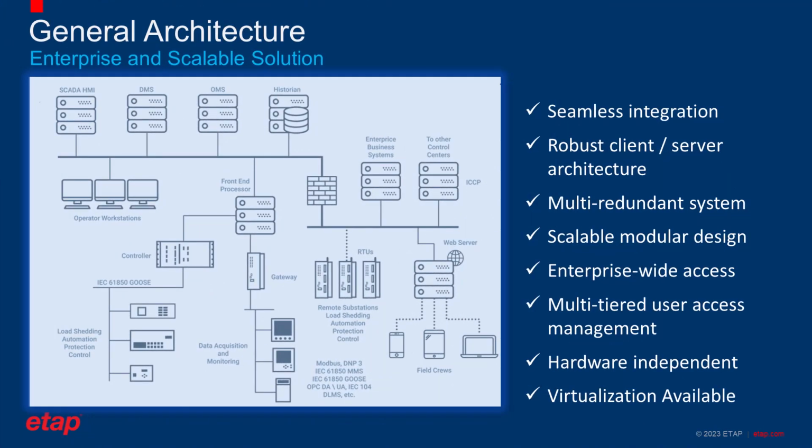Now let's look at the general system architecture of the ETAP real-time solution. In this diagram, we can appreciate the architecture of the system. The system can be distributed across different servers as it is depicted here, or we can centralize it in one machine, depending on the size of the electrical network and the number of measurements to be monitored.